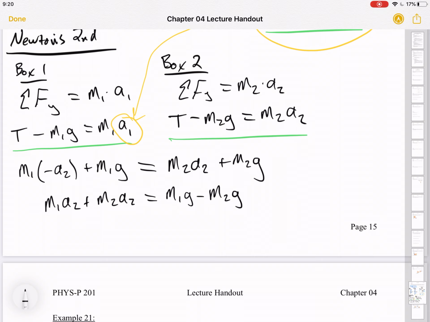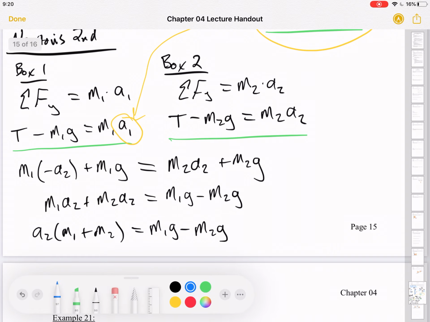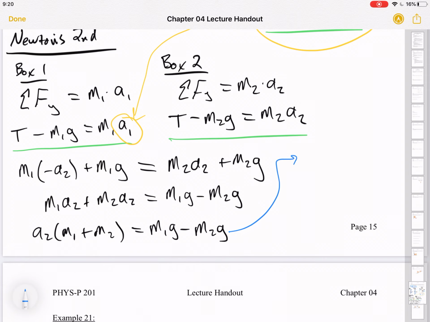I can factor out the a2, so that's a2 times m1 plus m2 equals m1g minus m2g, and now I can divide by m1 plus m2. Let's do that up here.